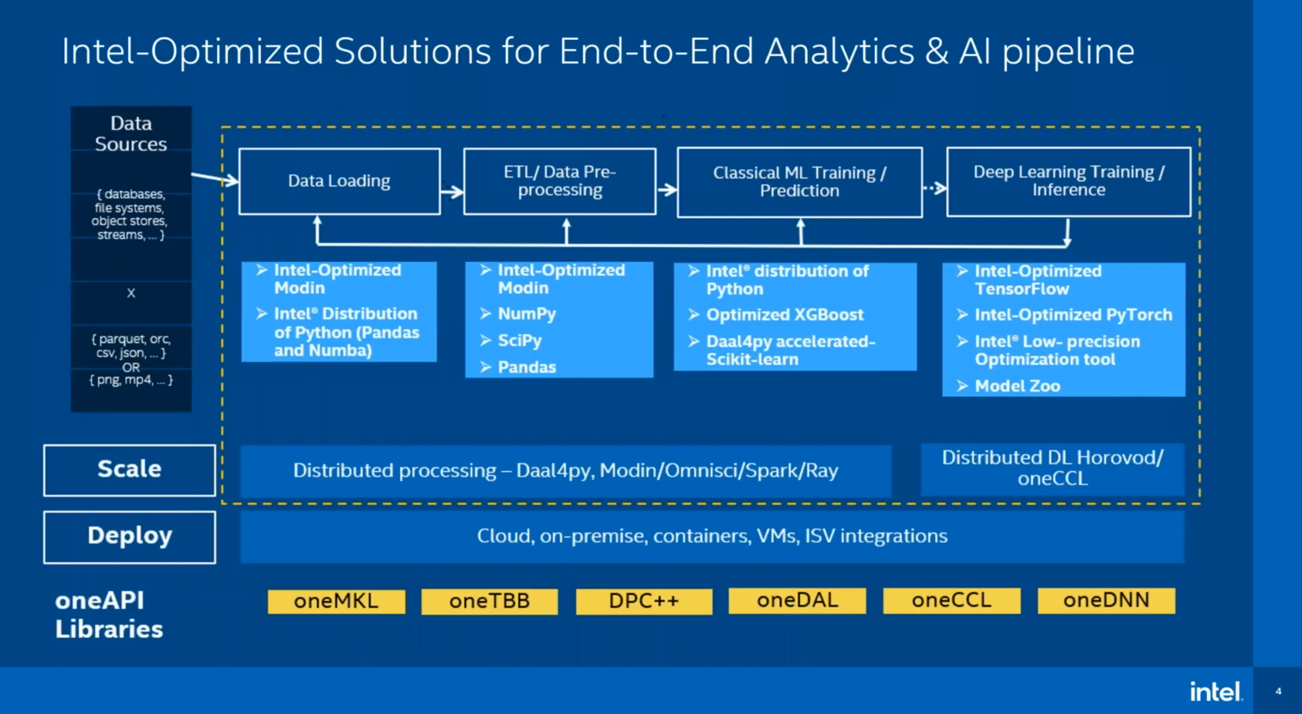Okay, so here is a pipeline. What do we mean by an end-to-end analytics and AI pipeline? Data scientists, ML engineers, deep learning researchers, and production deployment engineers create AI pipelines. And like I said, they spend a lot of their valuable time.